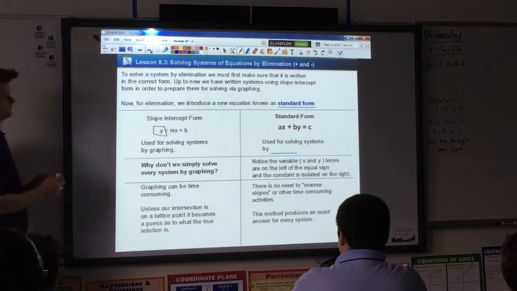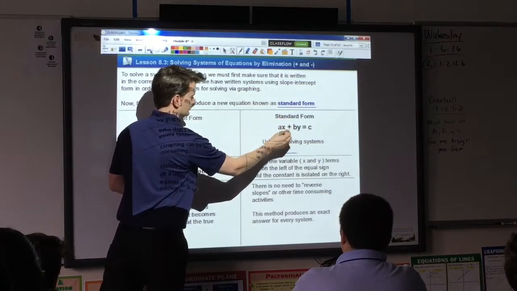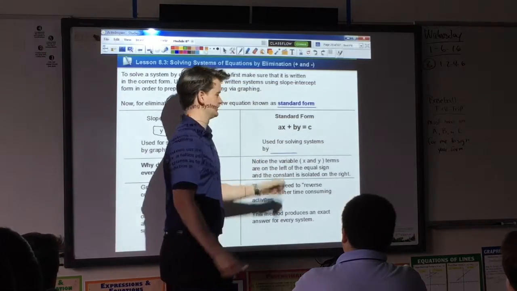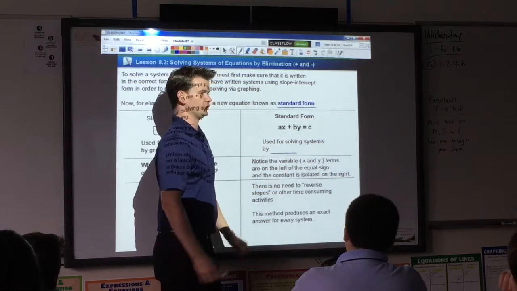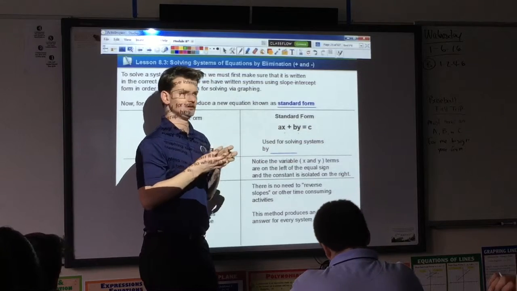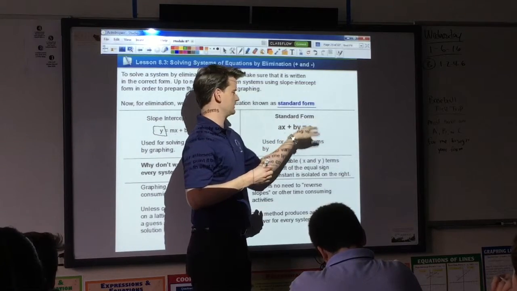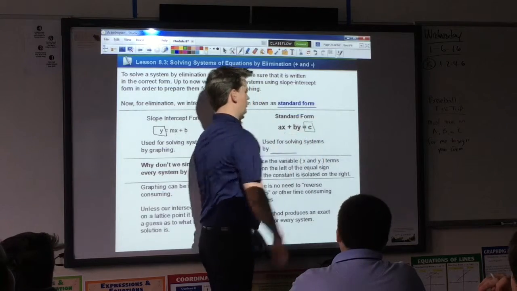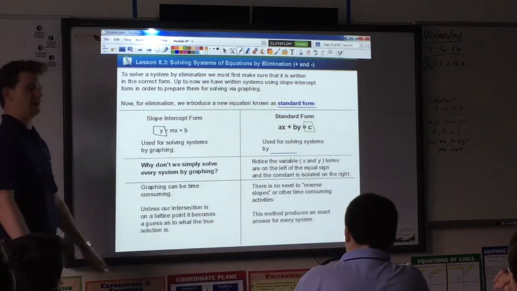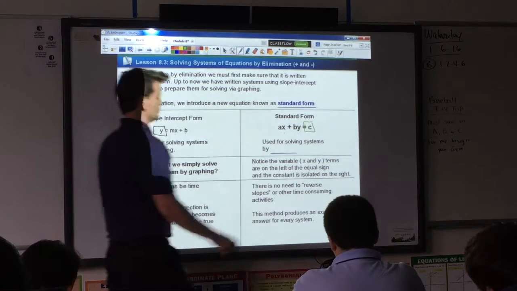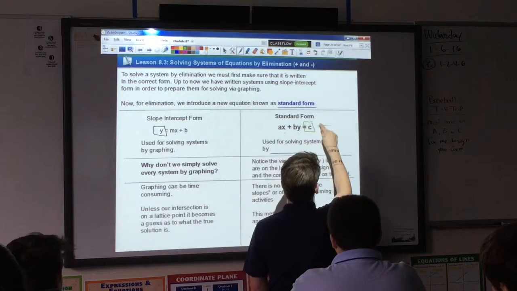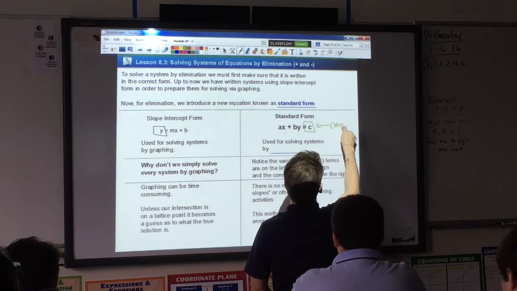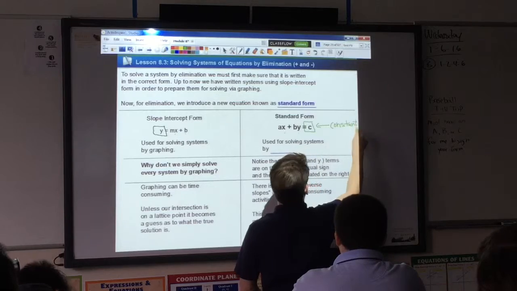The difference between standard form and slope-intercept form is that standard form is written like this. The x and y variable terms are both on the left side of the equation. And then anybody have an idea what this is over here? Constant. It's the constant. The goal when writing standard form is to get your constant all alone by itself on the right side of the equation. So when we were doing slope-intercept and we were trying to get the y alone, when we're doing standard, the goal is to get the constant all alone by itself on the other side of the equation.